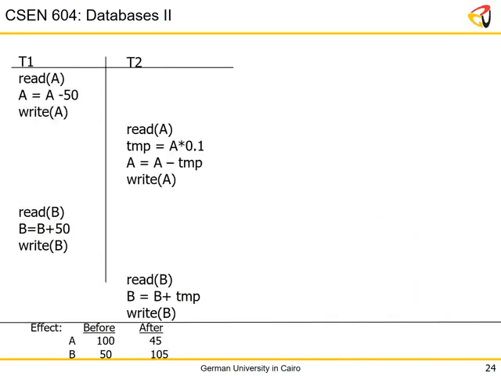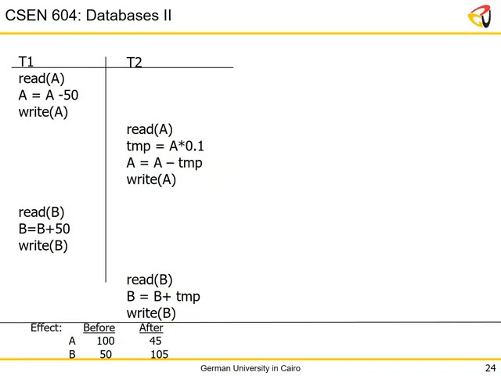Now let's look at this interleaving. Again, similar exercise to what we have seen before. I read A, subtract 50, write A back, and then a context switch happens. I read A, calculate the 10%, subtract it from A, write A back, a context switch happens again back to T1, I read B, add 50, and write B, context switch happens one more time, I read B, add the 10% to B, and then write B to the disk.